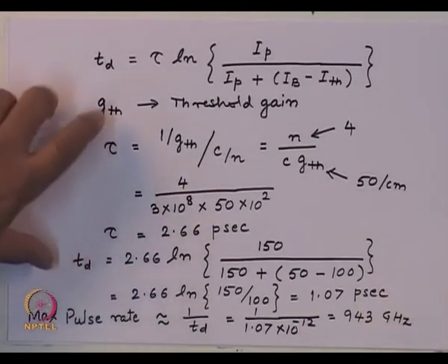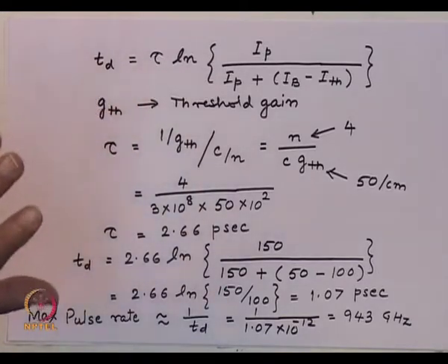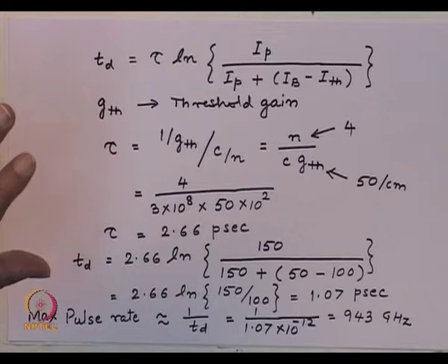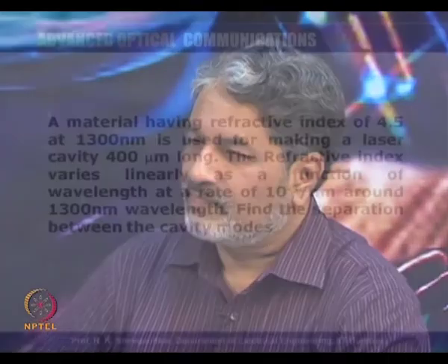So, this problem essentially is a problem related to when the lasers are biased, how the laser should be biased, and depending upon the biasing point, what kind of modulation rates can be achieved from the laser. Okay. Let us look at another problem related to the laser.